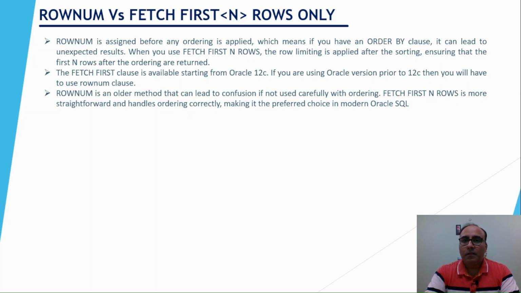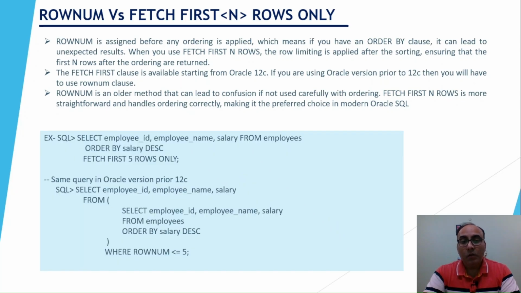Now let's try to understand the difference between these two using one example. Let's say we have a requirement where we'll have to retrieve the top 5 employees having the highest salary. Let's first see how we can write this query using the fetch first clause. In this query, we select employee_ID, employee_name, salary from employees, order by salary descending because we require the top 5 salaries, and then fetch first 5 rows only.